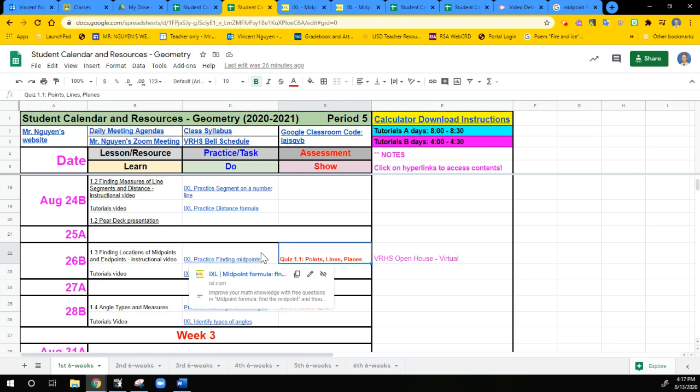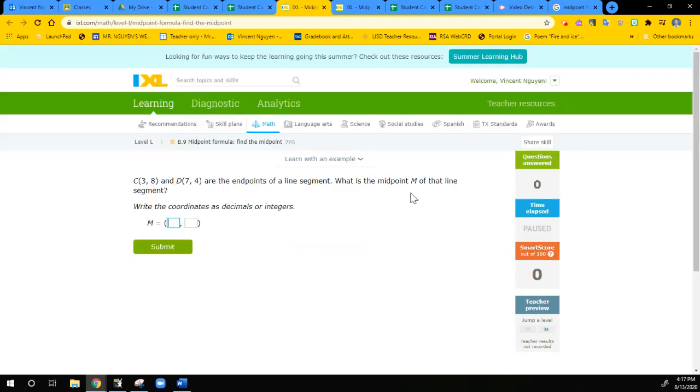Today we're going to be working with IXL, finding midpoints and finding endpoints, okay? So let's start with midpoint. A midpoint is the middle of 2 points, right? So we have 2 points here, C and D. Point C is at 3, 8. Point D is at 7, 4.